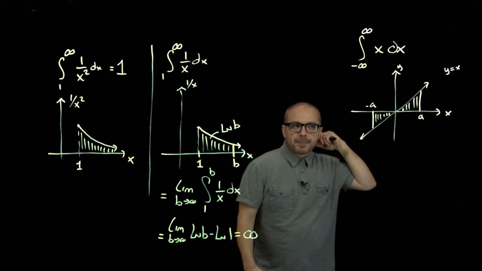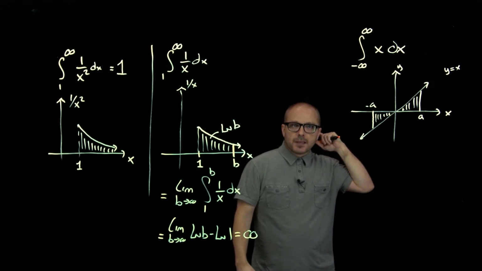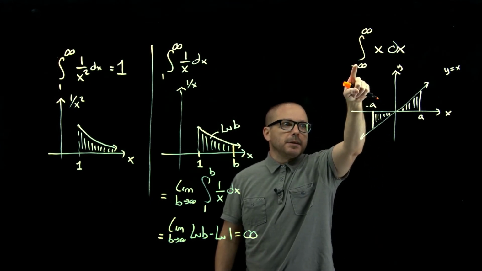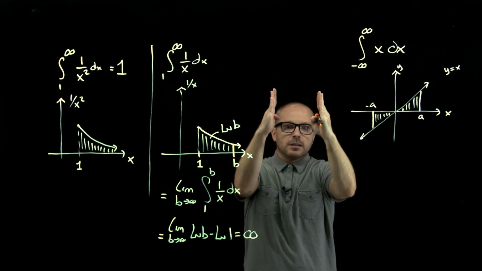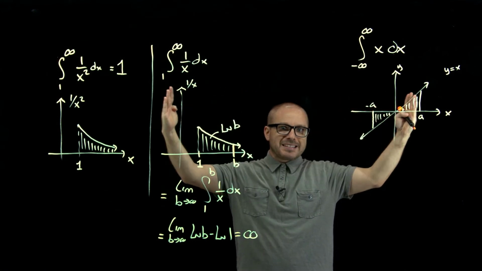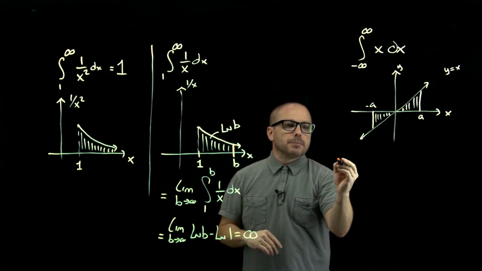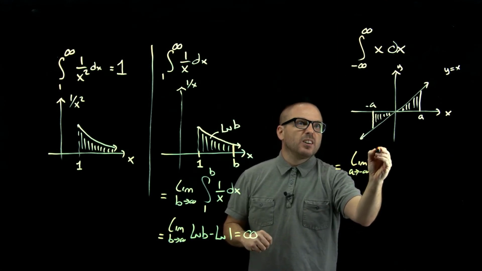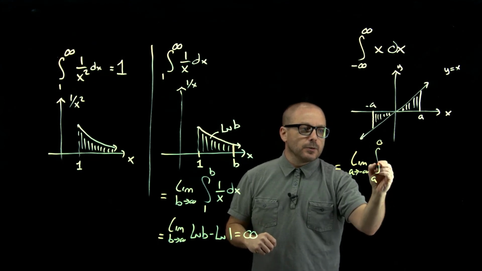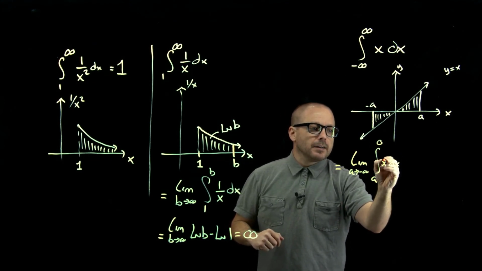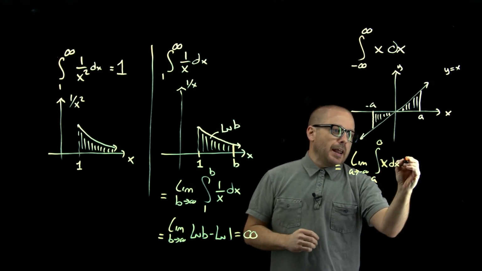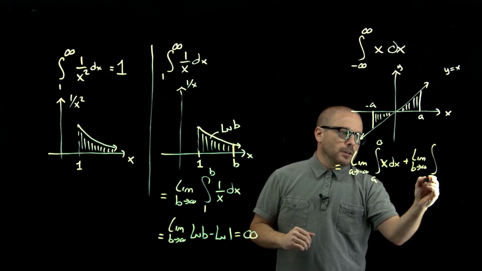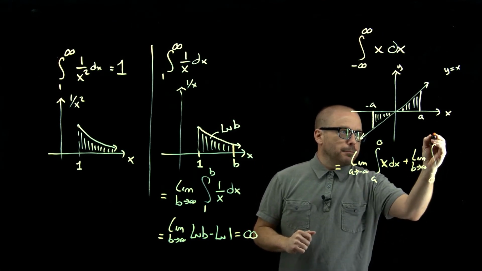There's nothing. It's 0. The problem with that logic is what you're doing here is not what we defined that to mean. We didn't define that to mean the limit as you took both the lower and upper limits out at the same time. We defined it to mean the limit as a approaches negative infinity of the integral from a up to 0 of x, and then add to that the limit as b goes to positive infinity of the integral from 0 up to b of x.